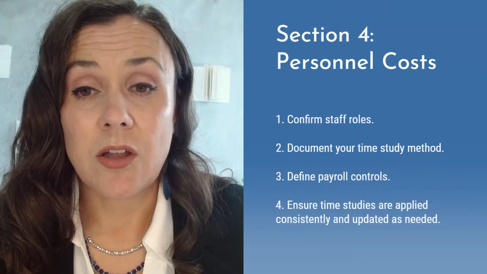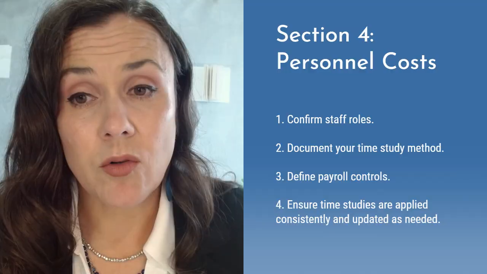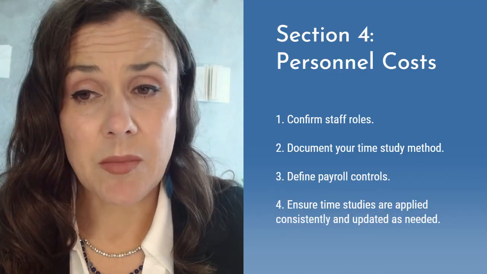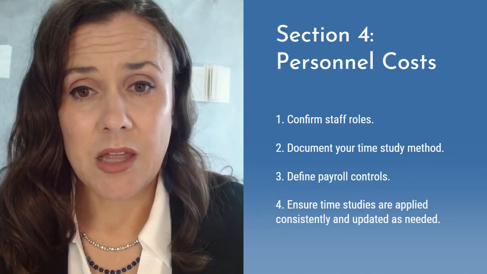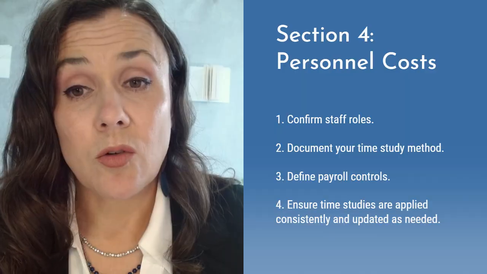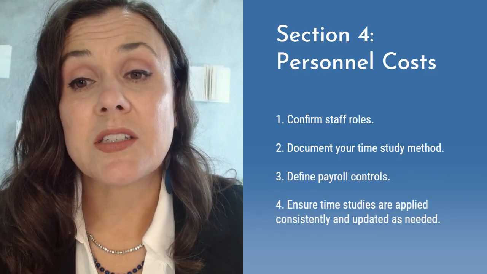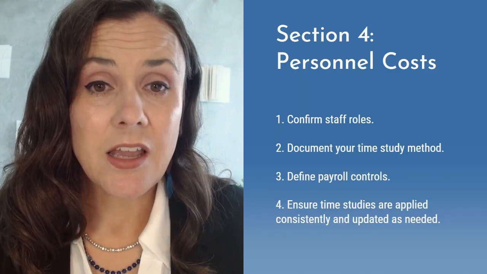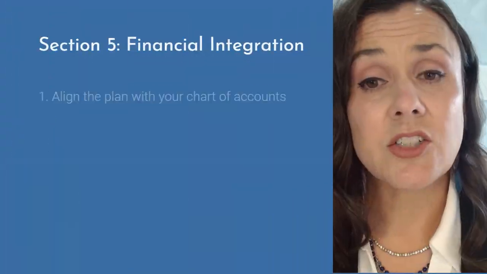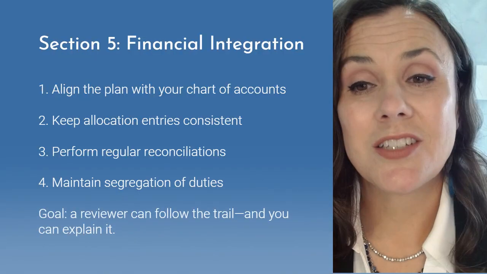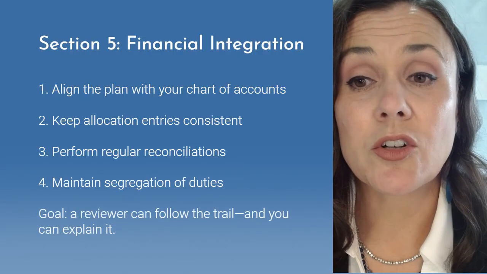Section 4, personnel costs. Have you identified your staff roles? Have you documented your time study method? Do you have a time study method? Have you defined your payroll controls? And have you confirmed that the time studies are applied consistently and are updated appropriately? Section 5, financial integration. Does your cost allocation plan line up with your chart of accounts?